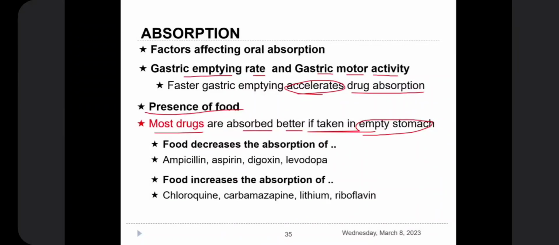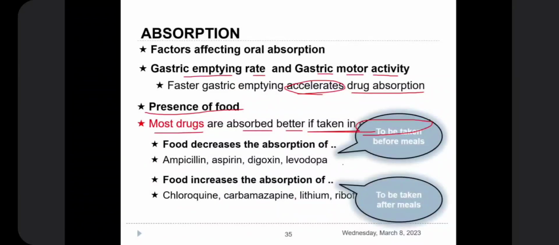In some exceptions, food may also increase the absorption of other drugs, like chloroquine, carbamazepine, lithium, and so on. But in most cases, food will decrease the absorption of drugs. So when food decreases absorption, we should take the drug before meals. But in some exceptions, we can take the drug after meals.